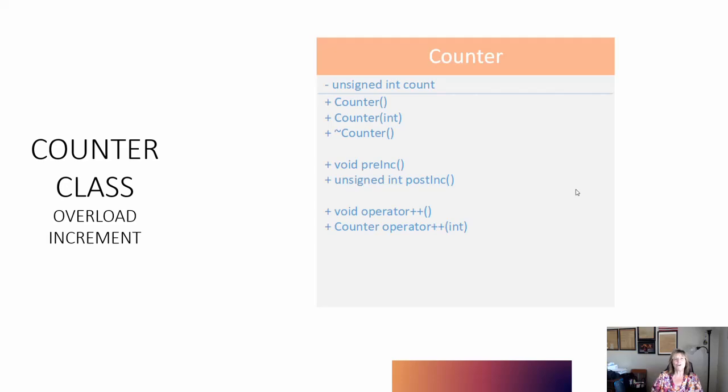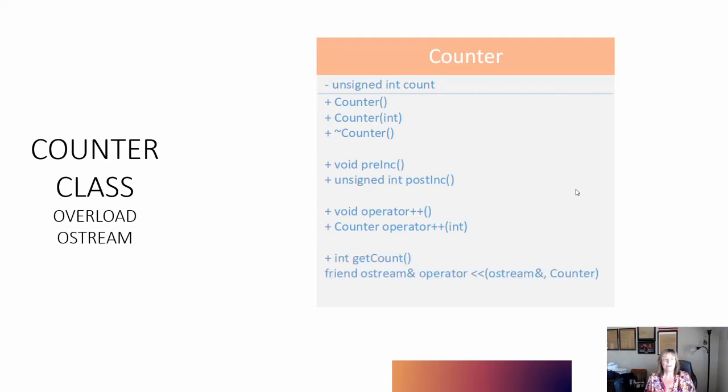We're then going to add some traditional pre and post increment functions so that we can see how it works. And then we're going to overload the plus plus, or the increment operator, to not only pre-increment but post-increment as well. And then finally, we are going to overload the output stream so we can output our counter and see what it looks like. And in order to do that, we're going to need a getter for our count variable. So we'll try this class and overload the increment operators.